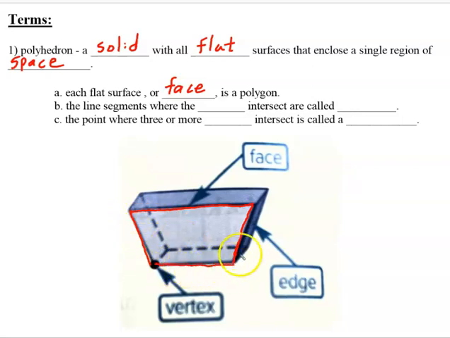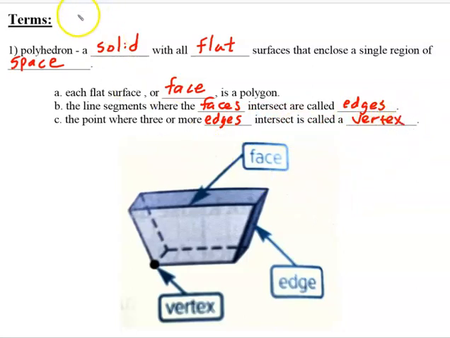All right, so that's one of the faces, and we're going to spend some time in our assignment today identifying all the faces of a polyhedron. The line segments where the faces intersect are called edges. You can see where faces intersect each other, this face and this one over here on the right side that you can barely see, where they come together represents an edge. And then the point where three or more edges intersect is called a vertex.